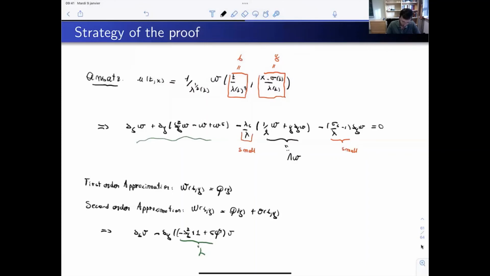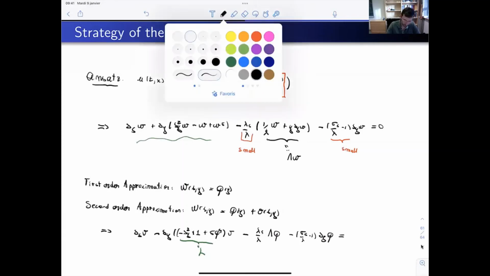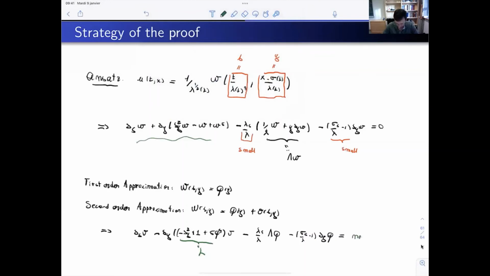And then, of course, I get the terms coming from the second part: lambda_s over lambda times Q, and then minus sigma_s over lambda minus 1 times ∂yQ. And all the other terms are somehow nonlinear, so nonlinear and small. There is some kind of smallness here. Of course, here I'm doing a lot of approximation.